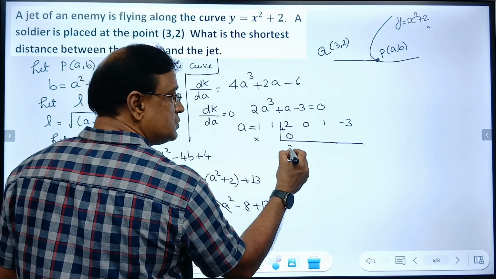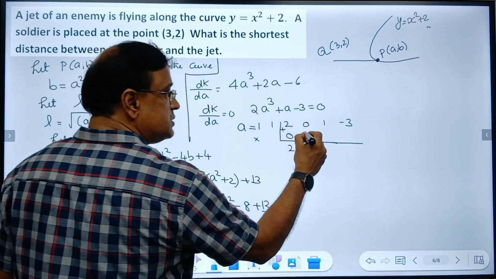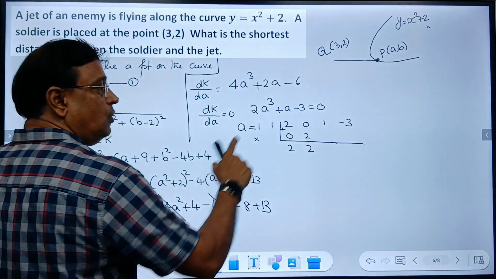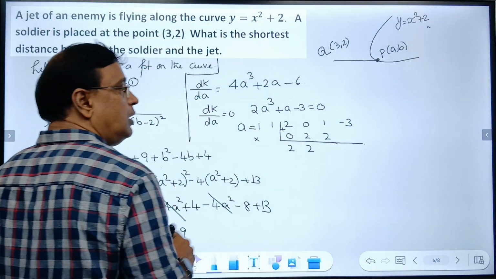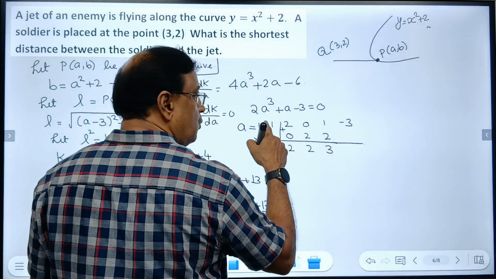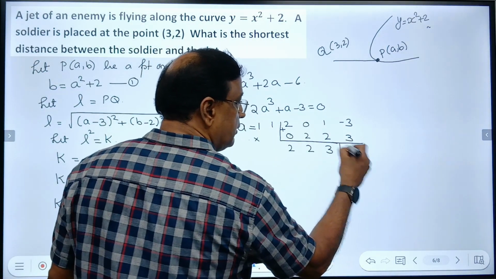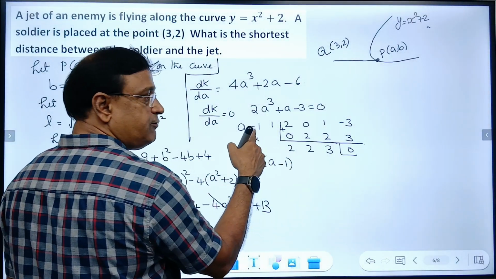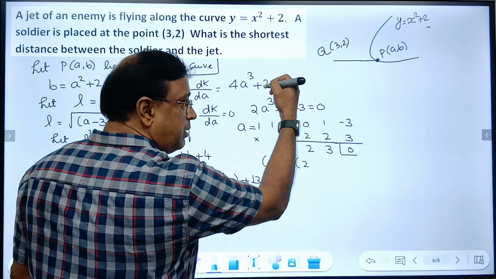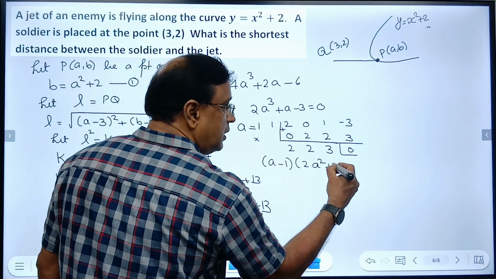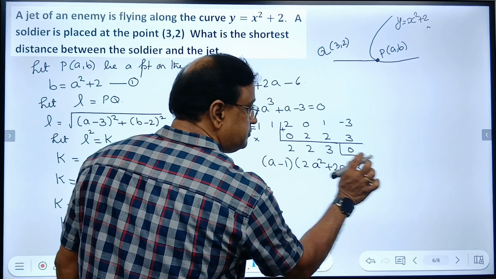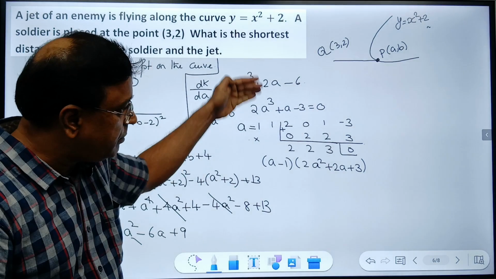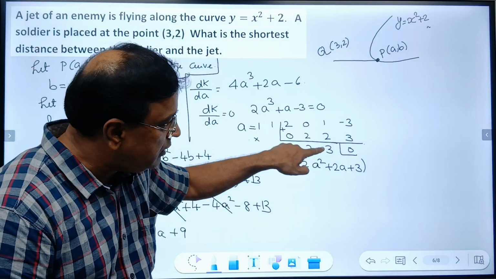2 plus 0 is 2. 1 into 2 is 2. Again you add, 0 plus 2 is 2. 1 into 2 is 2. Again you add, 1 plus 2 is 3. 1 into 3 is 3, and it very well satisfies. So this will be a minus 1 because 1 is a factor. And what is the remaining? 1 power less. 2a square plus 2a plus 3. a minus 1. Since it's a cubic equation, reduce the power by 1. So 2a square plus 2a plus 3.